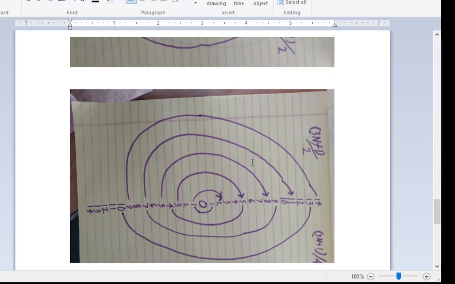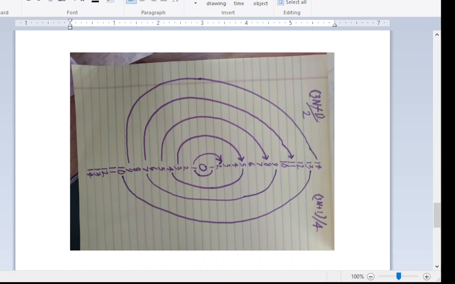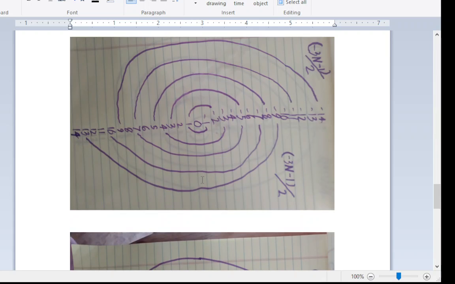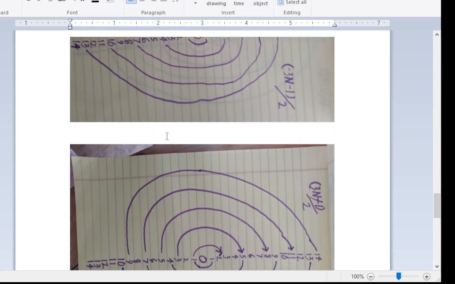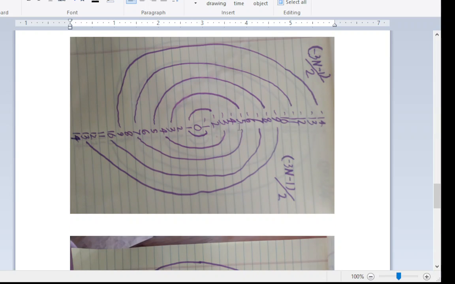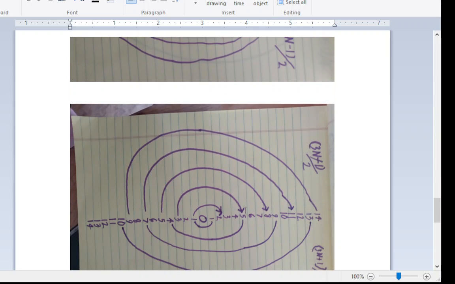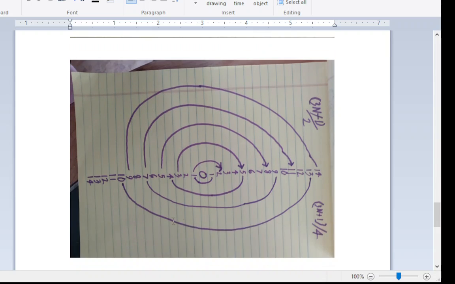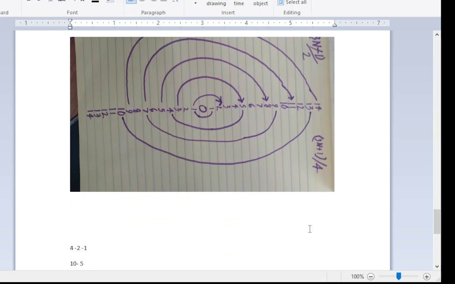But comparing it to the regular version, doing 3n plus 1 divided by 4 and 3n plus 1 divided by 2, it seems to be similar. The difference is negative 3 goes to 4, while positive 5 goes to 4 after being divided by 4.